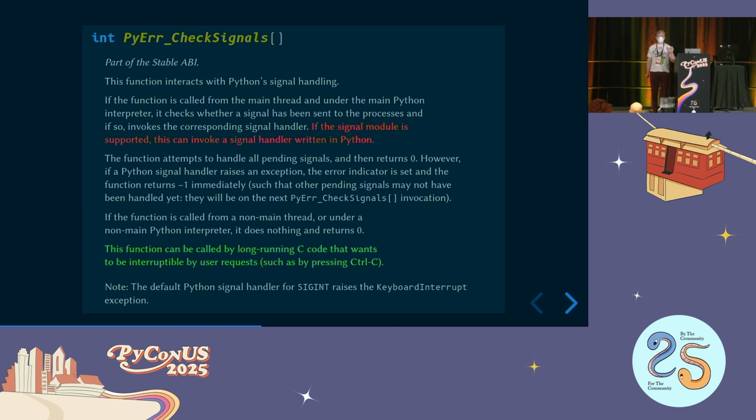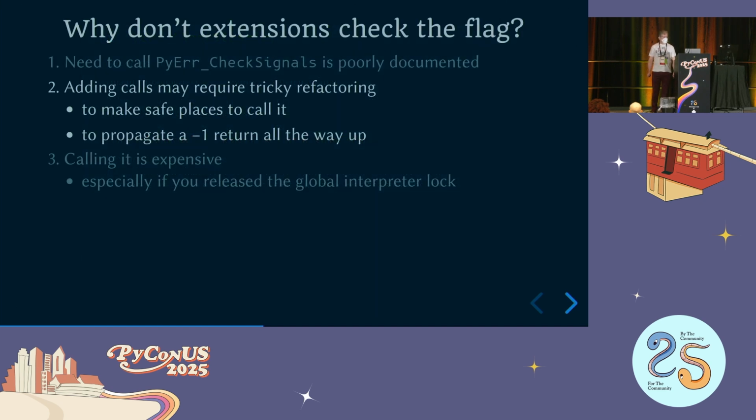PyErr_CheckSignals might run arbitrary Python before returning to you. So that means you've got to be careful about where and when you call it. And that brings me to issue number 2.